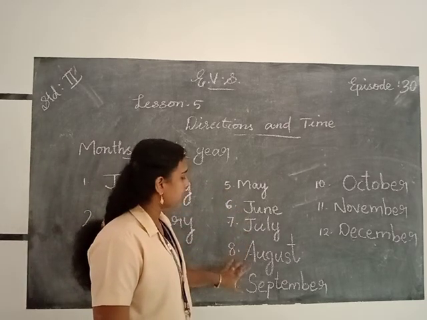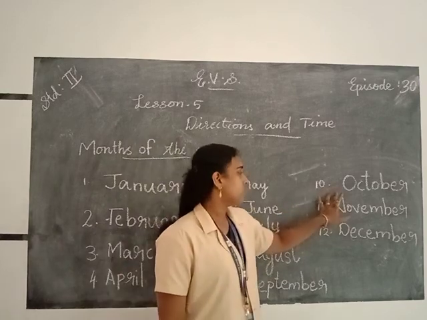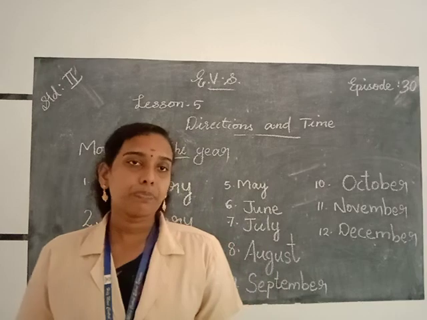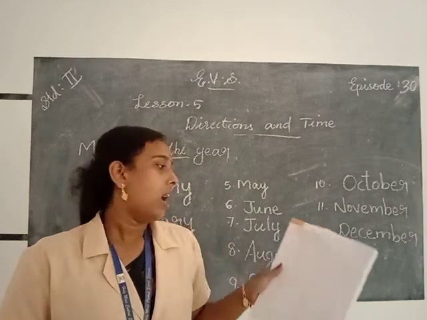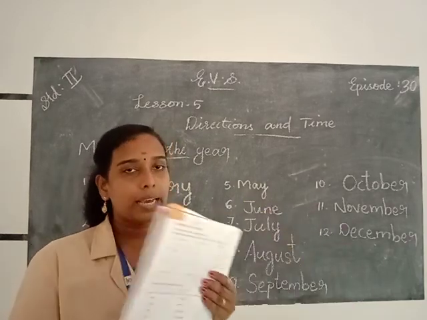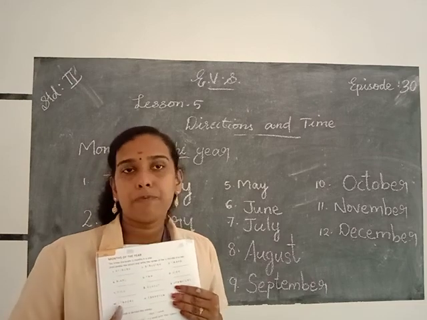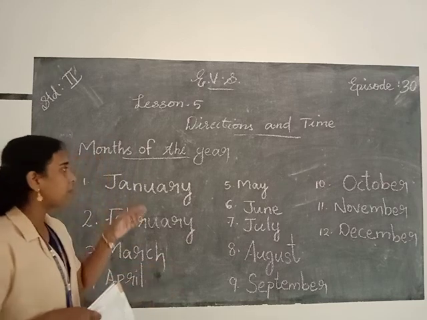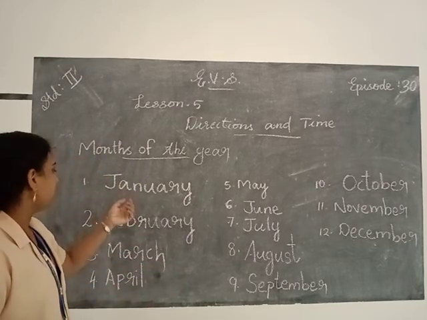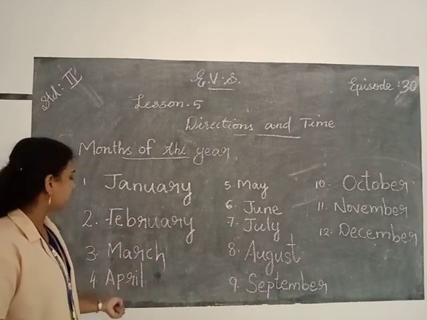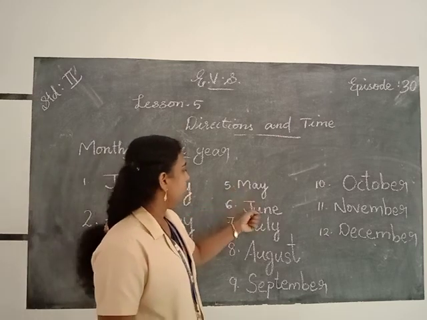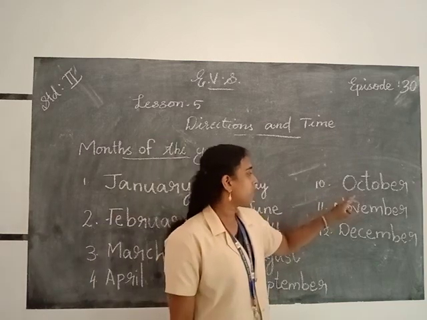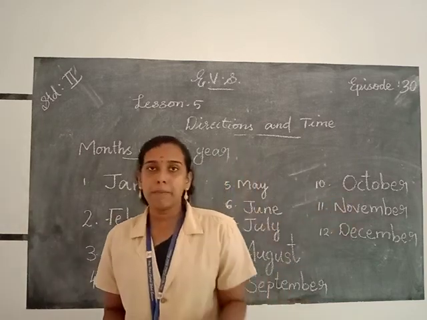July, August, September, October, November, December. So these are the 12 months in a year. And here you write the correct name of the months in the provided space again. Send to my WhatsApp. And also study the spelling of 12 months in a year. January, February, March, April, May, June, July, August, September, October, November, December.